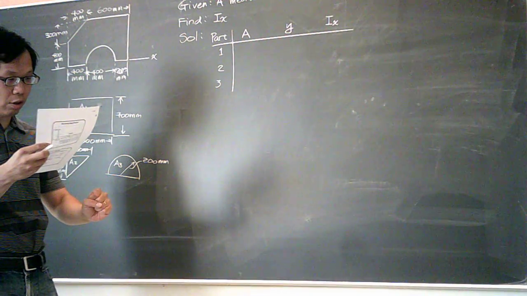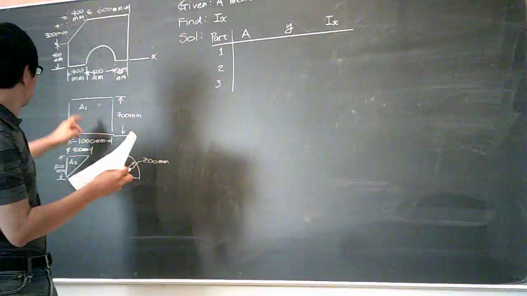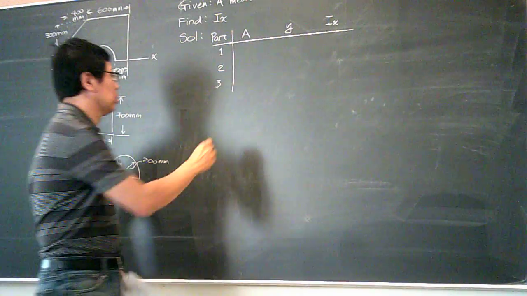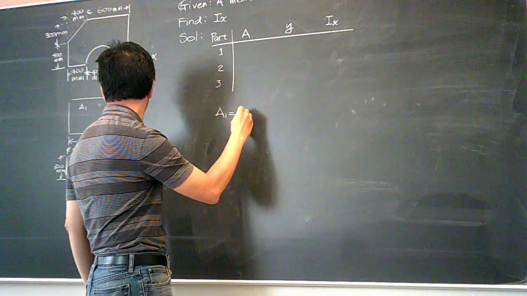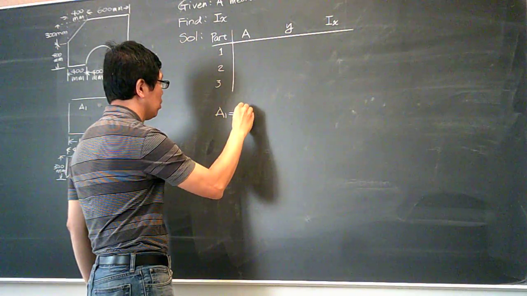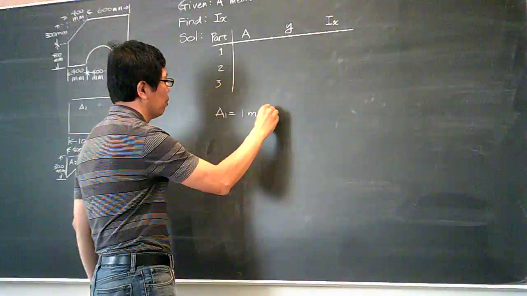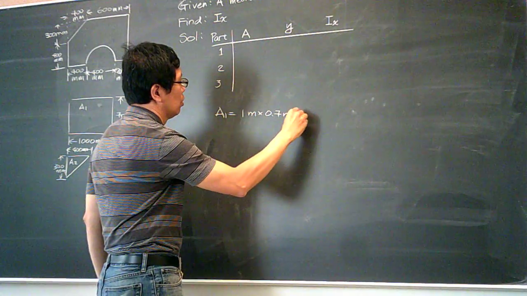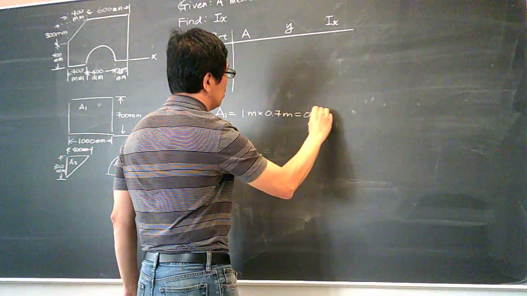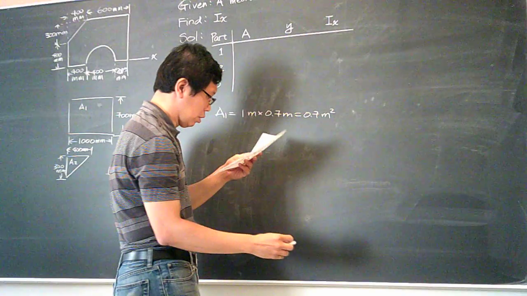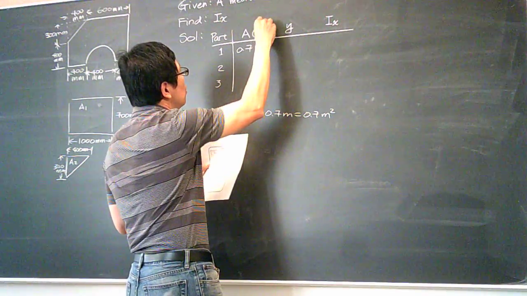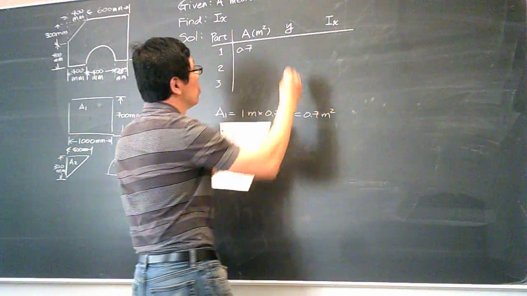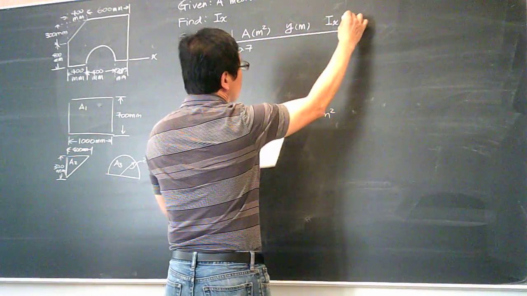Okay, so let's start from A1. A1 is going to be 1 meter multiplied by 0.7 meter. That is going to be 0.7 meter squared. So I just put 0.7 over here. Keep in mind, you need to put a unit over here.